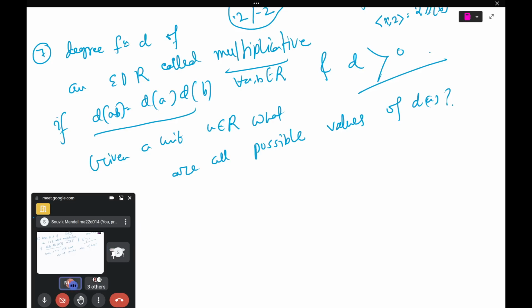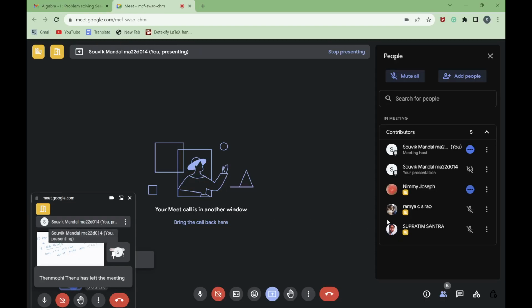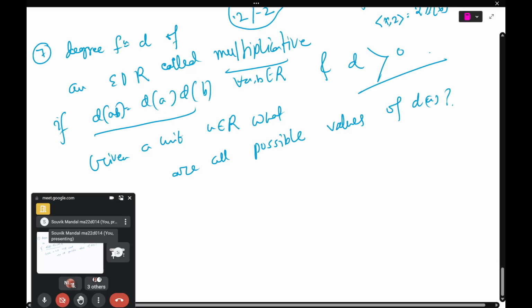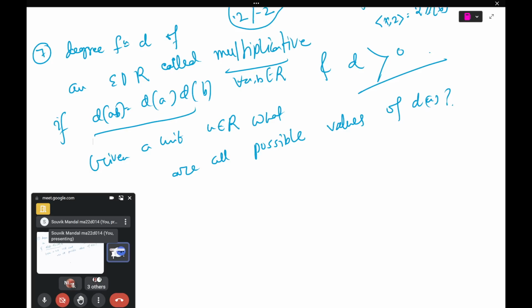So the question is that if d(AB) is equal to d(A) into d(B) for all A, B belonging to R, and d is given to be strictly positive, then for any given unit U in R, what are all the possible values of d of U? Okay, so this is the question.